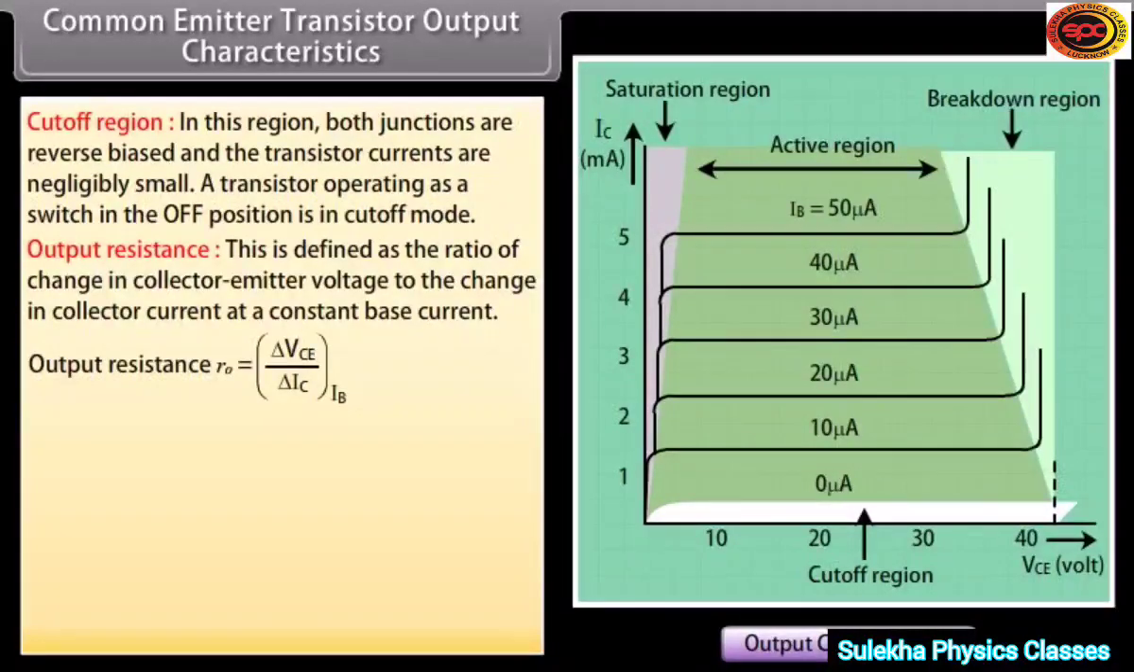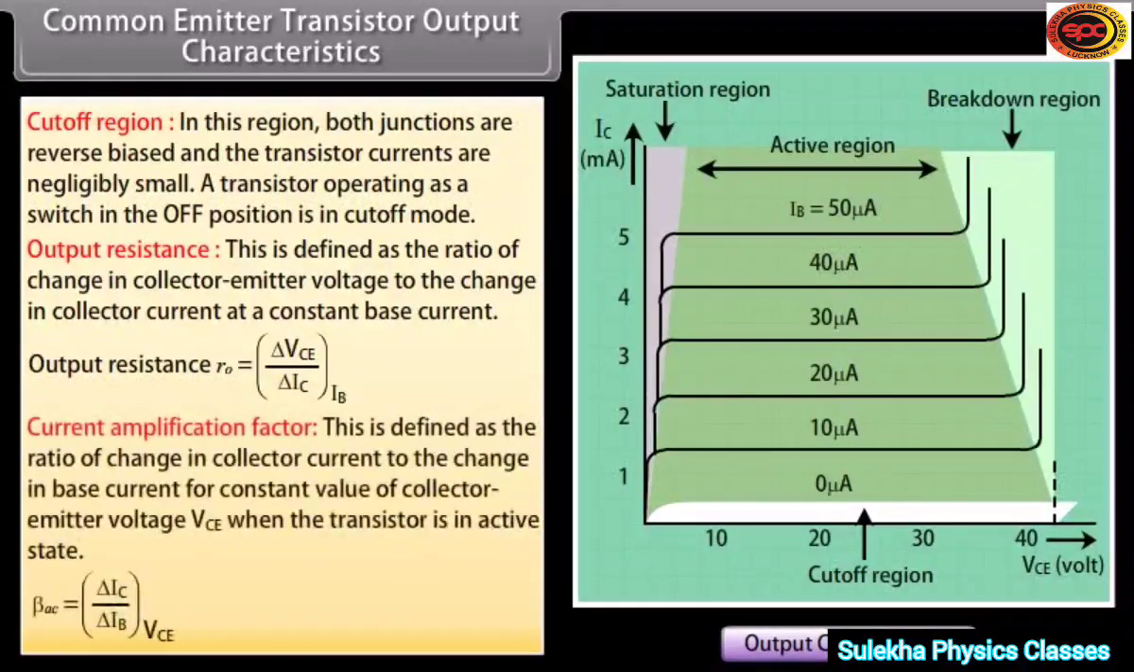Output resistance. This is defined as the ratio of change in collector-emitter voltage to the change in collector current at a constant base current. Current amplification factor. This is defined as the ratio of change in collector current to the change in base current for a constant value of collector-emitter voltage VCE when the transistor is in active state.